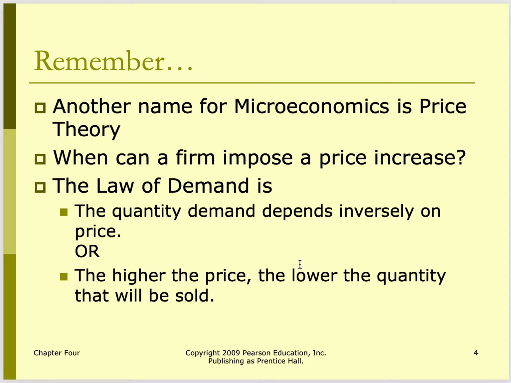So as I said, another name for microeconomics is price theory. When can we oppose this price increase? The law of demand is that quantity demanded depends inversely on price, or the higher the price, the lower the quantity that will be sold. And which one moves faster, at a higher rate: the price increase or the lessening of the quantity sold? Depending on which one makes the bigger jump, that answers your question whether their revenue will go up or down.